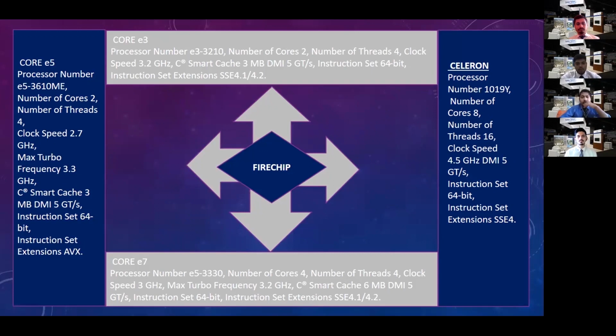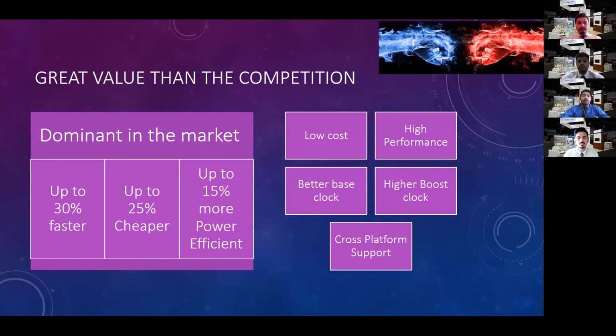Starting with low-end processors, our Core E3 has 2 cores, 4 threads, and a clock speed of 3.2 GHz. Then Core E5 has 2 cores, 4 threads, and a clock speed of 2.7 GHz. Then moving to Core E7, which has 4 cores, 4 threads, and a clock speed of 3 GHz. To our latest processor, the Celeron, which has 8 cores, 16 threads, and a clock speed of 4.5 GHz.